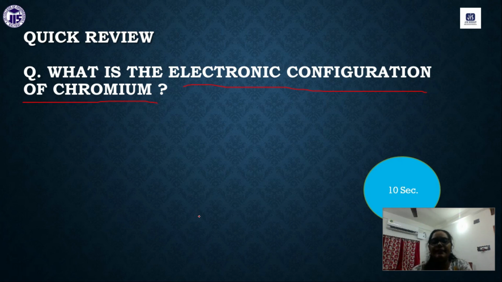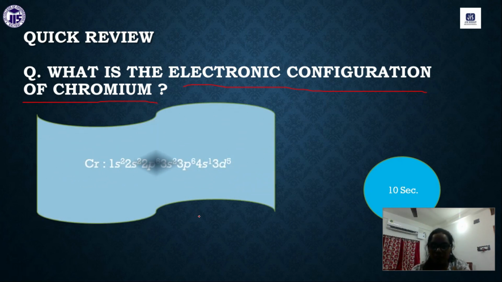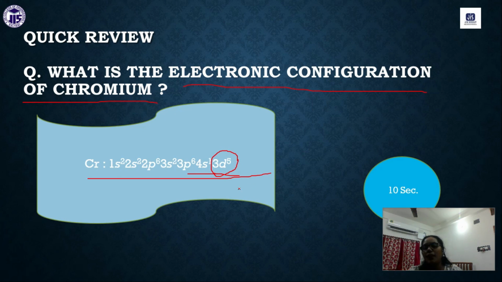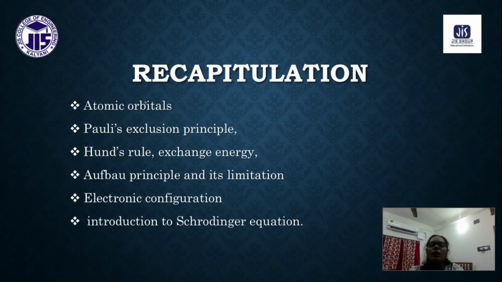Okay, your 10-second time is over, and you are absolutely right. The chromium configuration is 1s2, 2s2, 2p6, 3s2, 3p6, 4s1, 3d5. This is not 3d4, 4s2. Understand? For half filling, the atom will be very much stable. So to gain this stability, the electron from the s orbital will go to the d orbital and make a half-filled shell. This type of question you generally have very frequently in your exam.